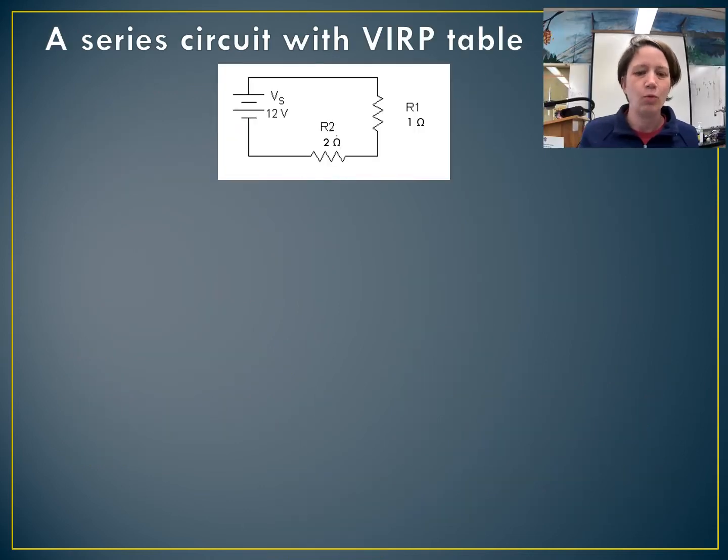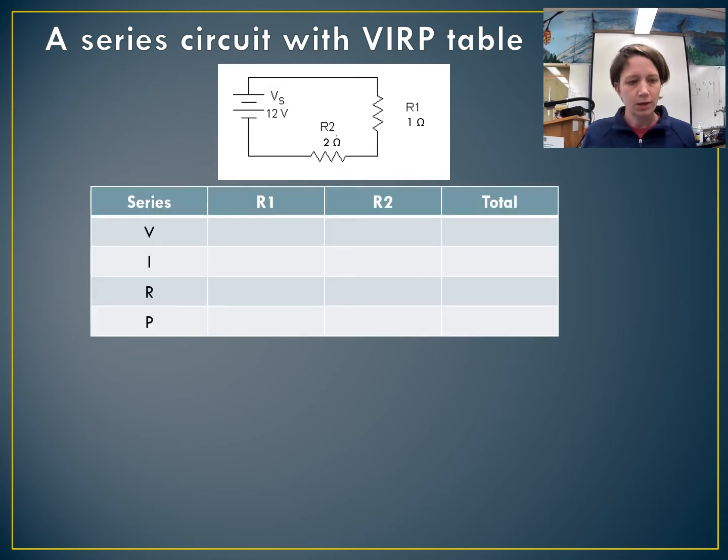Okay, so let's take a look at what making a VIRP table for a series circuit would look like. Specifically, this is a series circuit with a 2 ohm and a 1 ohm resistor in series with a 12-volt battery. So we're going to start by making our VIRP table, and as I mentioned before, we're going to have a column for each resistor, so R1 and R2, and I'm going to put a third column on this time for the total circuit. This represents what's happening in the big circuit as a whole, or you can think of it as what happens at the battery, but that column is going to be important.